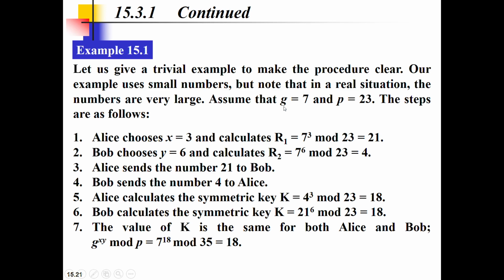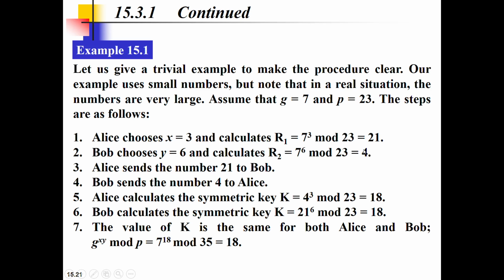Suppose the generator here is 7 and the p value is 23. So these are the following steps that are performed in Diffie-Hellman key exchange. If Alice chooses x equal to 3 as her secret, she performs R1 equal to 7 power 3 mod 23, which will be equal to 21. And if Bob chooses y equal to 6 as his secret, he performs 7 power 6 mod 23. This is basically g power y mod p.